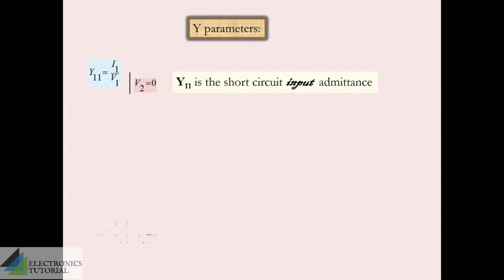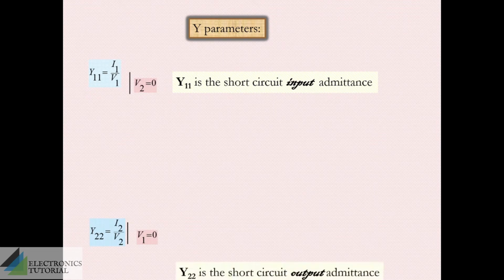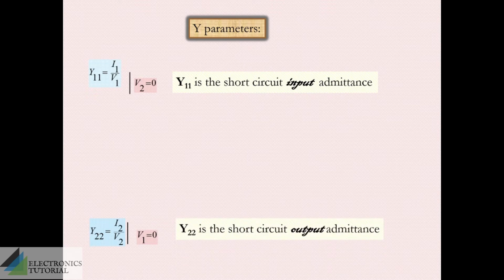The next one, Y22. 2 represents the output port, so it can be termed as short circuit output admittance.